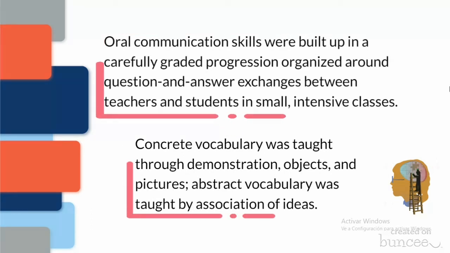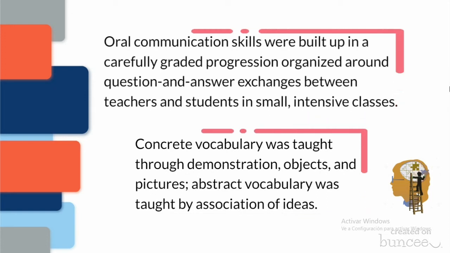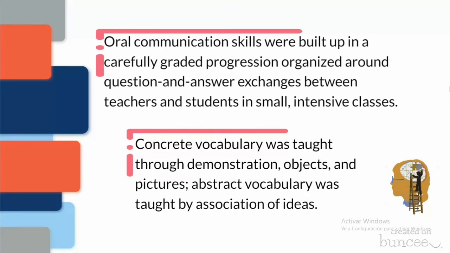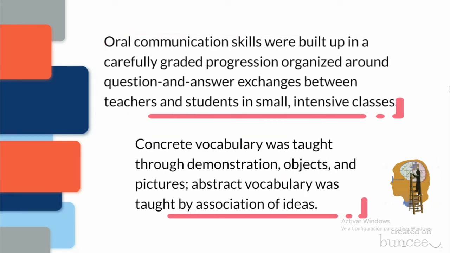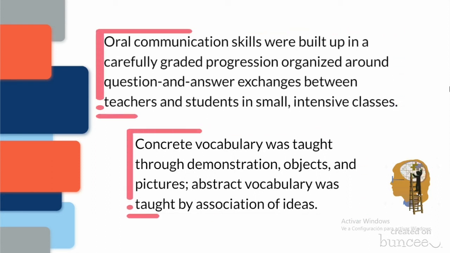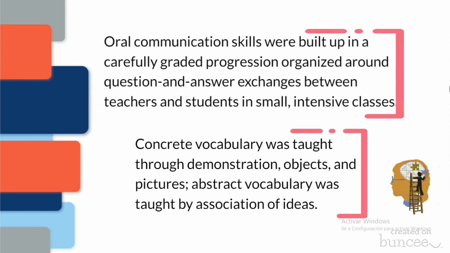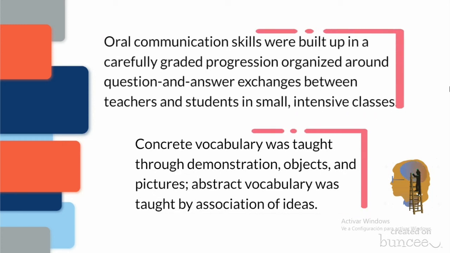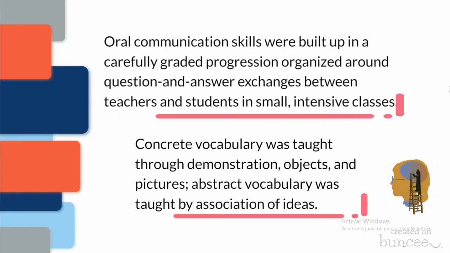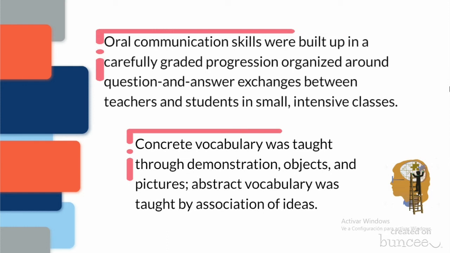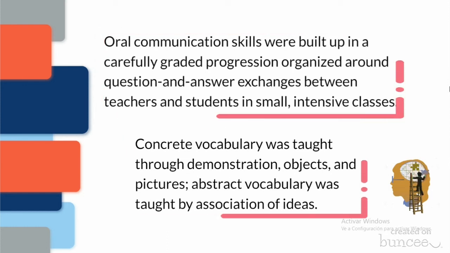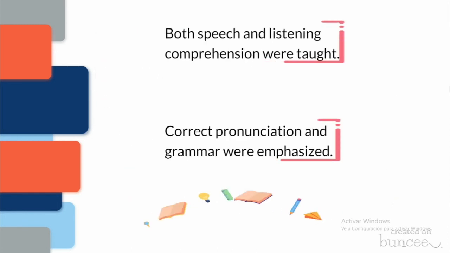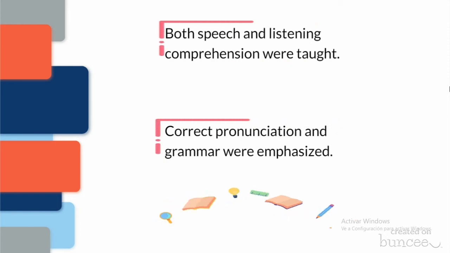The next one is that concrete vocabulary was taught through demonstration of objects and pictures. Abstract vocabulary was taught by association of ideas. Well, the vocabulary has to be learned through objects. For example, if you have a cell phone in your hand, you have to say this is a cell phone, and the students have to associate the word to the object, and you have to use presentations, Word, or PowerPoint, and associate the ideas to any word. In that case, the students used to use sentences like "What's the meaning of" or "How do you say that in English?"